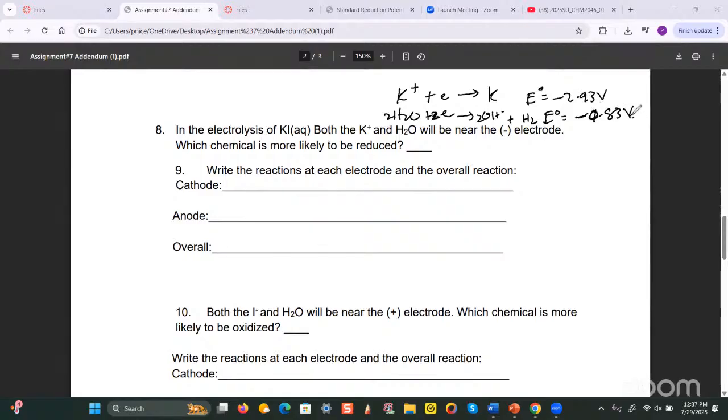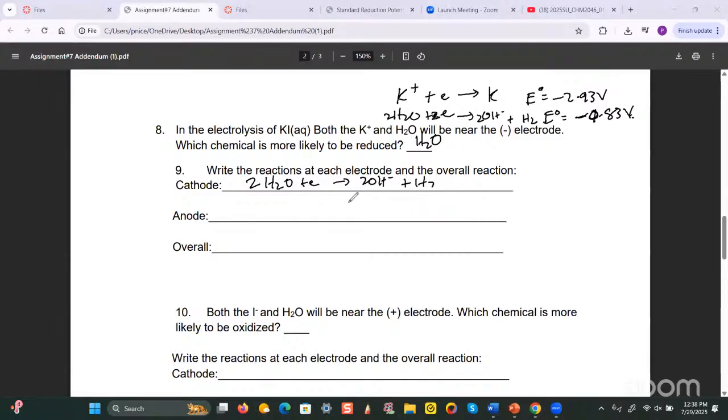So again, we compare these two. Which one is higher? The water. So the water is the one that's going to be reduced. They didn't ask which is more likely to be oxidized, but we know what's going to be oxidized. All right. So the water is going to be oxidized. So basically the answer for number 9 is the same as the answer for number 8, right? Because the cathode reaction would be the same reaction, right?